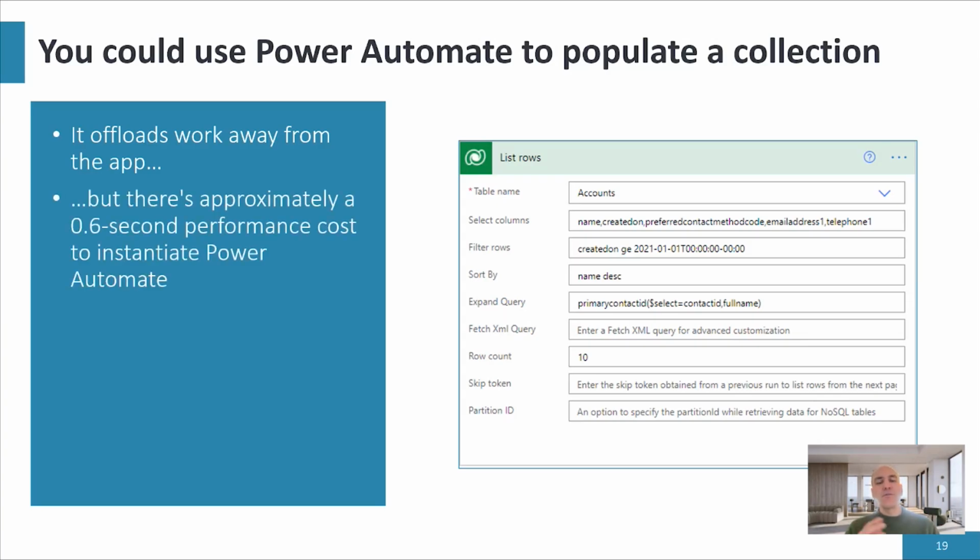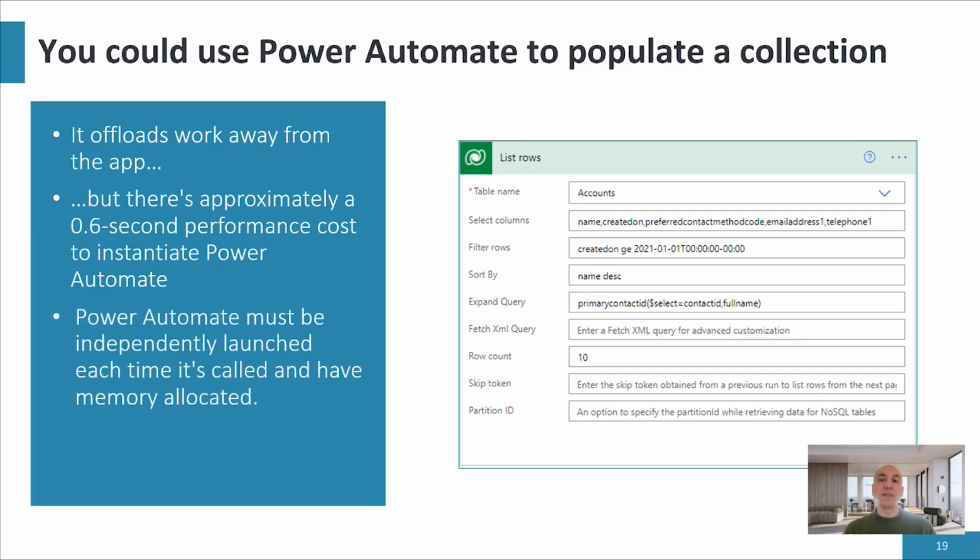So again, even though I'm spinning that up and offloading it away from the app to bring back the data, there is a cost when we spin up a Power Automate cloud flow because it needs to actually do some work to spin it up. The reason being is it's a separate process. It's a separate service as well, so it needs a bit of memory and a bit of time to get up and running to do the work and then return the data. But just a heads up, that's another option as well.